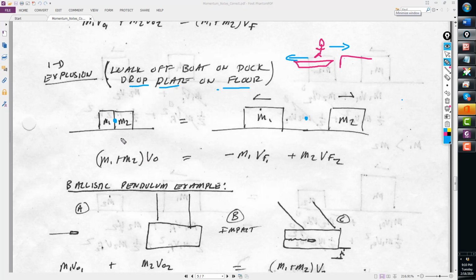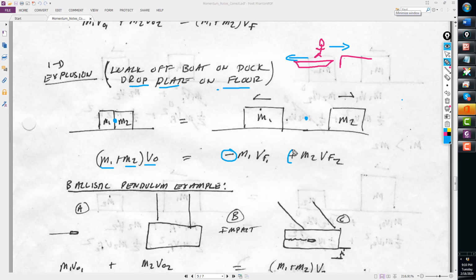Now it might move if they're already moving and they explode, and the center of mass will keep moving. But if they're stationary, the center of mass is going to stay stationary. So it's the reverse of the other one up here. (m1 plus m2) v initial equals negative m1 v final 1 plus m2 v final 2.